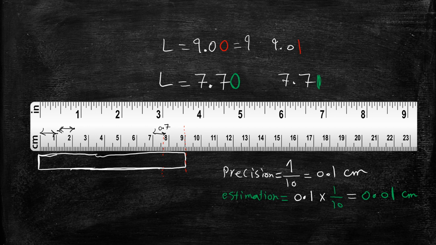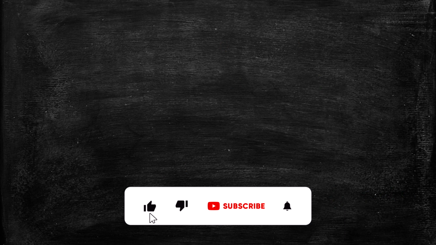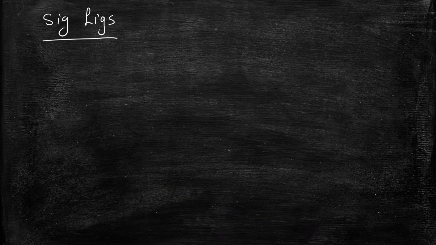So that brings us to the next topic, which is significant figures. That's what we were talking about. The zeros after the decimal point, they are significant. So we go to the next topic, and that is sig figs, significant figures. There are certain rules to find out significant figures. Rule number 1: non-zero digits are significant.